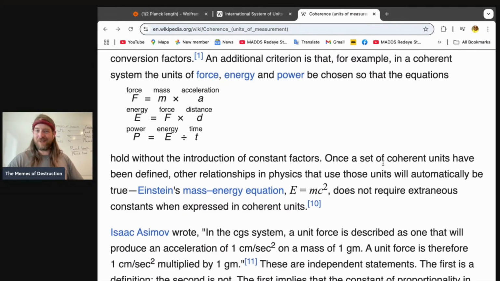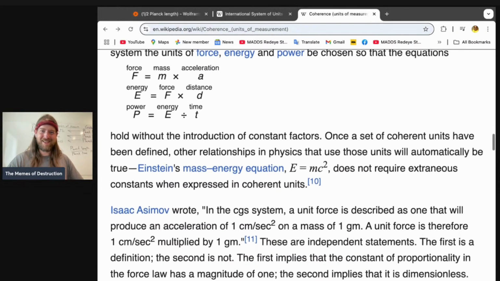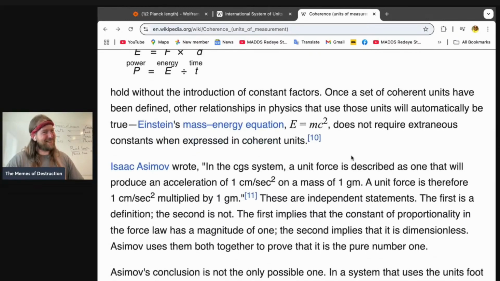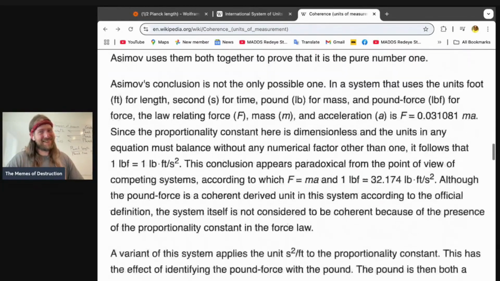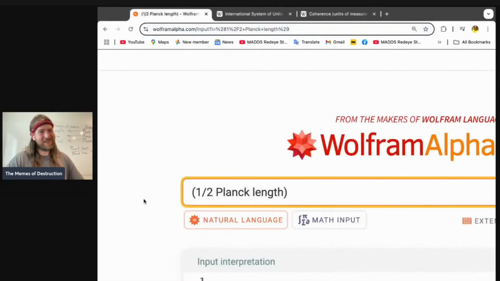Once a set of coherent units has been defined, other relationships in physics that use those units will automatically be true. Einstein's mass-energy equation, E equals mc squared, does not require extraneous constants when expressed in coherent units. Oh, that's very interesting. So let's go through that, and then we can start to wrap up.